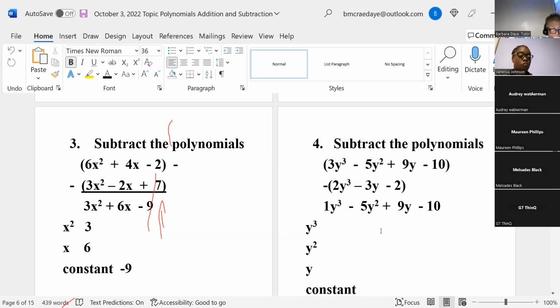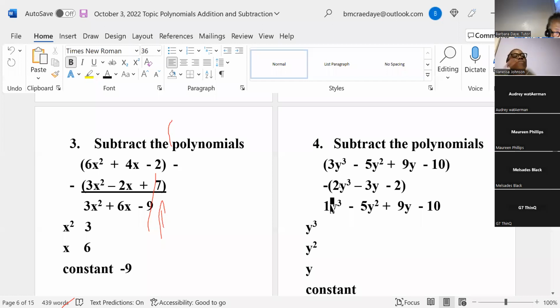Okay, now what about minus 5y to the second? Minus 2y to the second. Wait a minute, Michelle. Do you see a y to the second in this polynomial? Do you see that anywhere here? See my cursor? I see minus 5y to the second right here, but did you see any y to the second in this polynomial? If you do, you're seeing something I don't see. Do you see it? Yes, I see it.